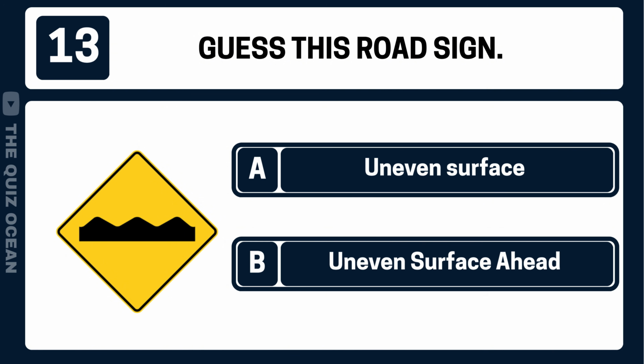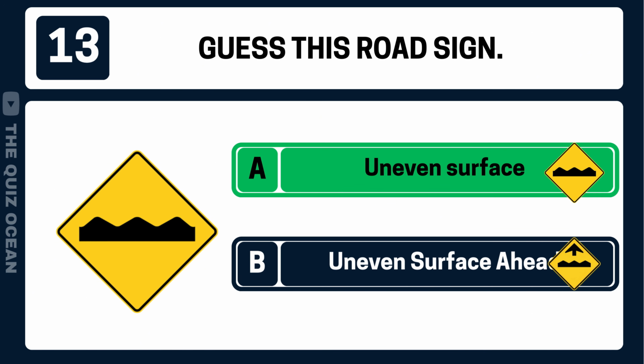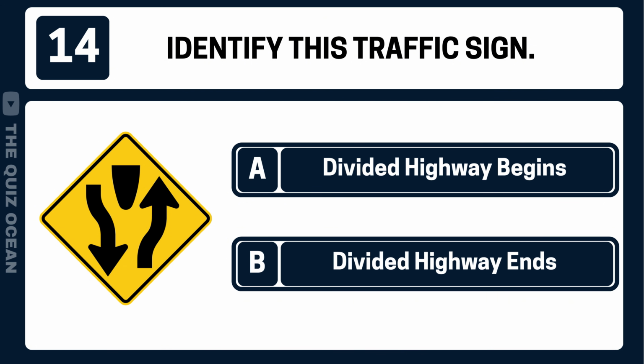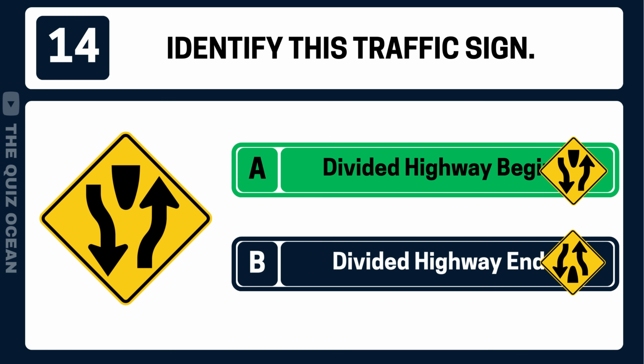Guess this road sign. A. Uneven surface. B. Uneven surface ahead. Great start. That's the uneven surface sign. Identify this traffic sign. A. Divided highway begins. B. Divided highway ends. Correct. It is the divided highway begins sign.